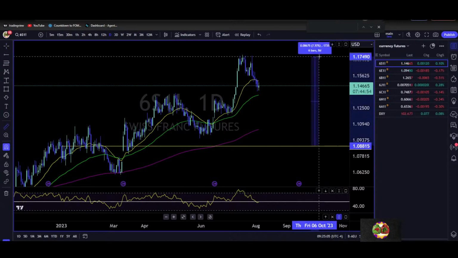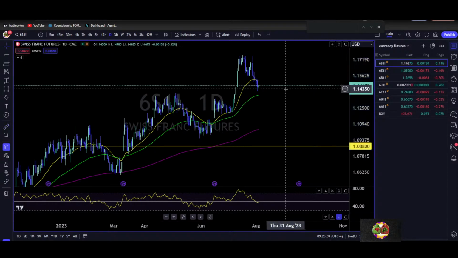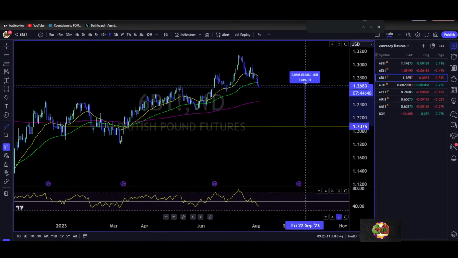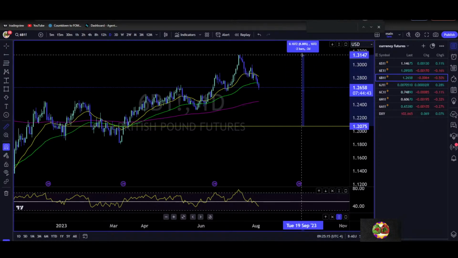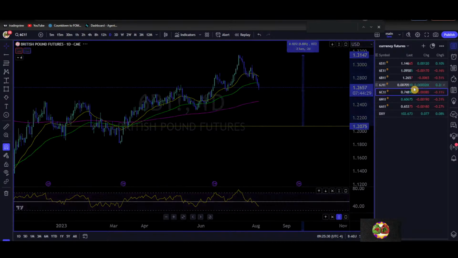Let's check it. The Swissy got around an 8% move. The pound, a little better. So the pound did beat it just by like a day, 1 day range. But the yen, everybody knows, has been excruciatingly weak all year.